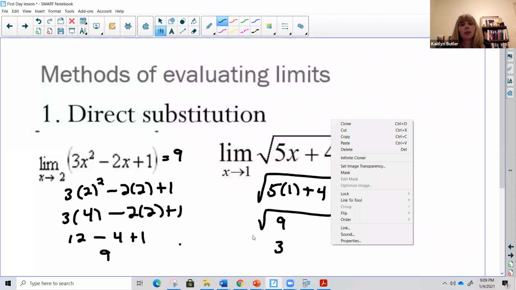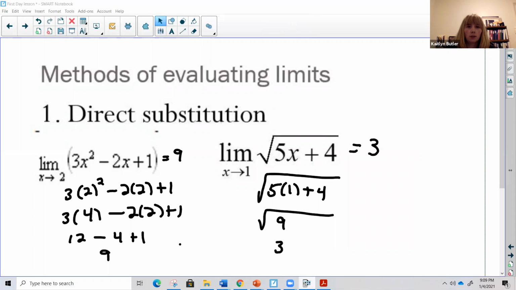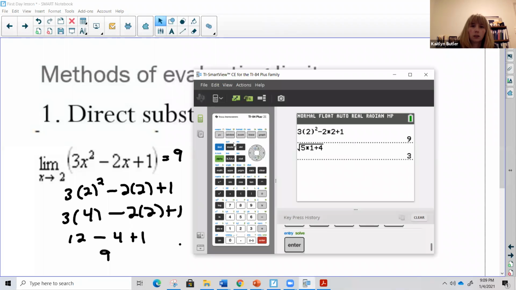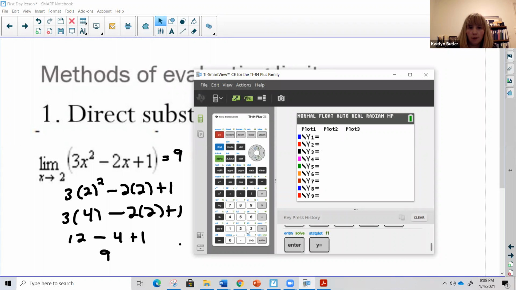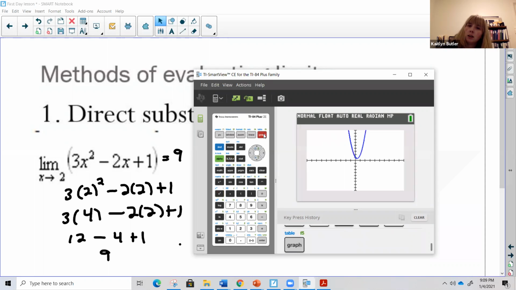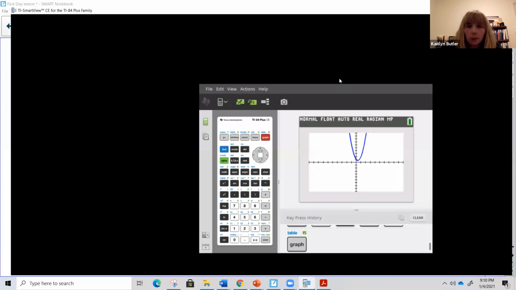And you get 3. Okay, and the reason is just if I graph one of these. So if I go to y equals, I can graph them. If I graph my first function, 3x squared minus 2x plus 1, and hit graph, you can see it's kind of this parabola, and it's a continuous function. So if I look at 2, let me make this bigger.